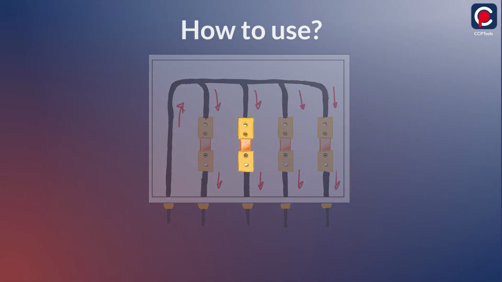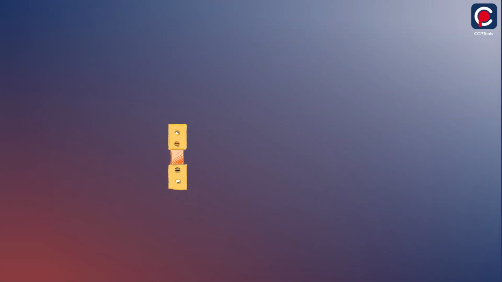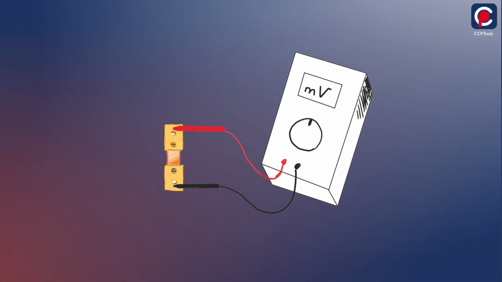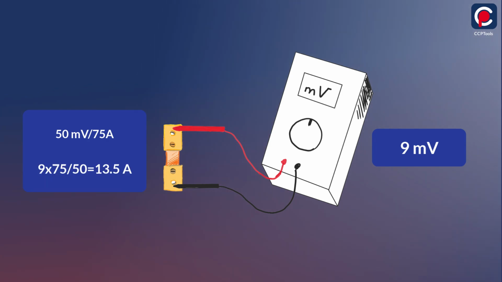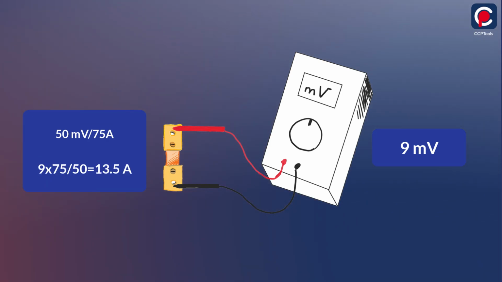How is a shunt used? First, measure the voltage difference between the two sides of the shunt using a multimeter, then calculate the current based on its rating. For example, if a 9 millivolt difference is measured between the two sides of a shunt rated 50 millivolts per 75 amps, it means 9 times 75 divided by 50 equals 13.5 amps.